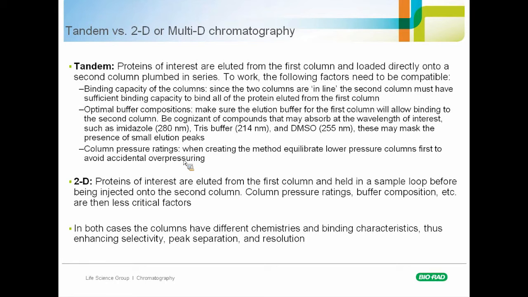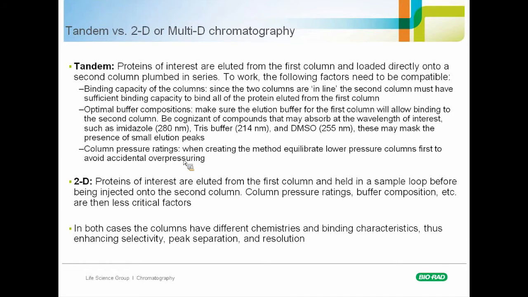We would include 2 column switching valves or column selection valves in the instrument, and we would have 1 column plumbed to each CSV. The advantage of this is it enables you to load your sample onto the first column, and you can keep the second column offline at this point. You can wash the unbound material from your first column without running it over the second column.